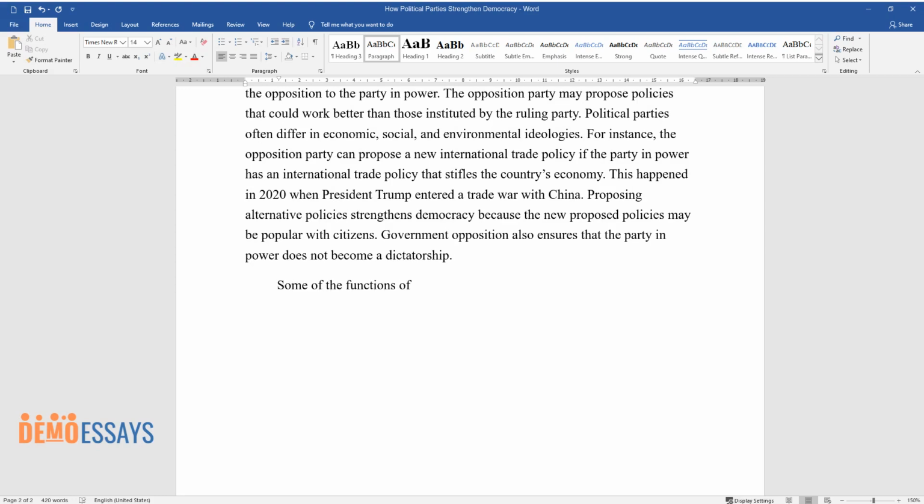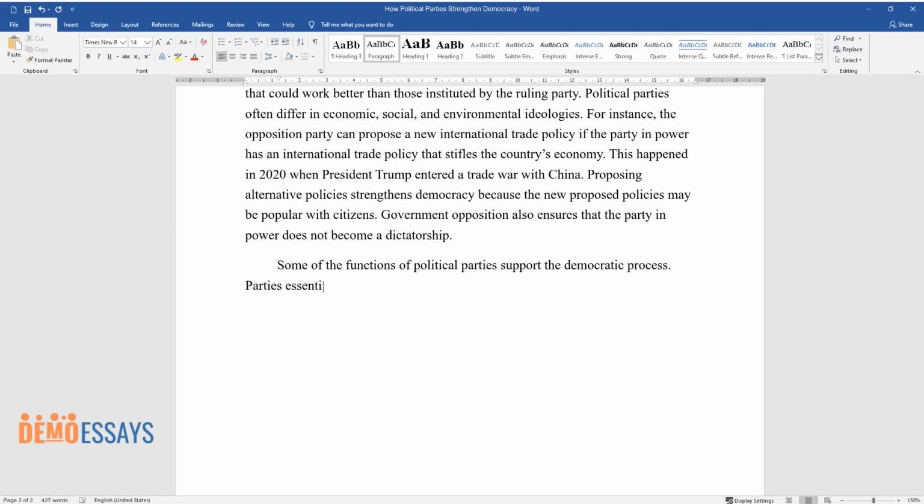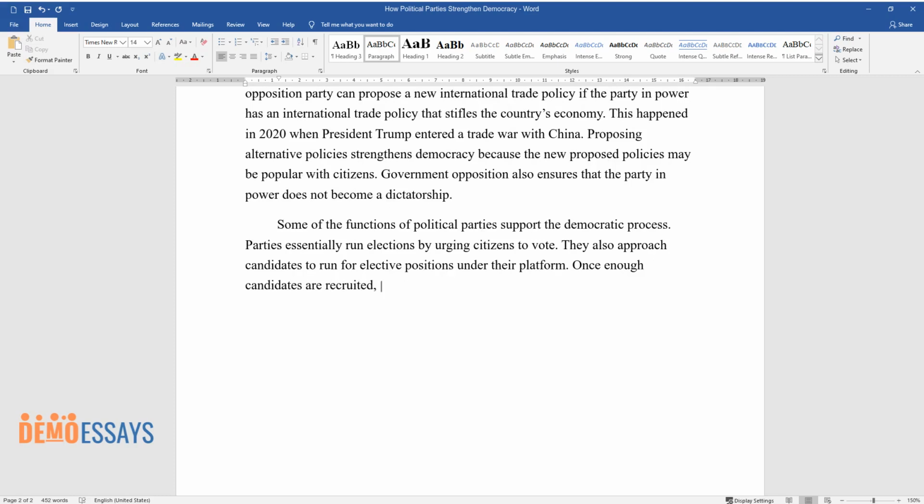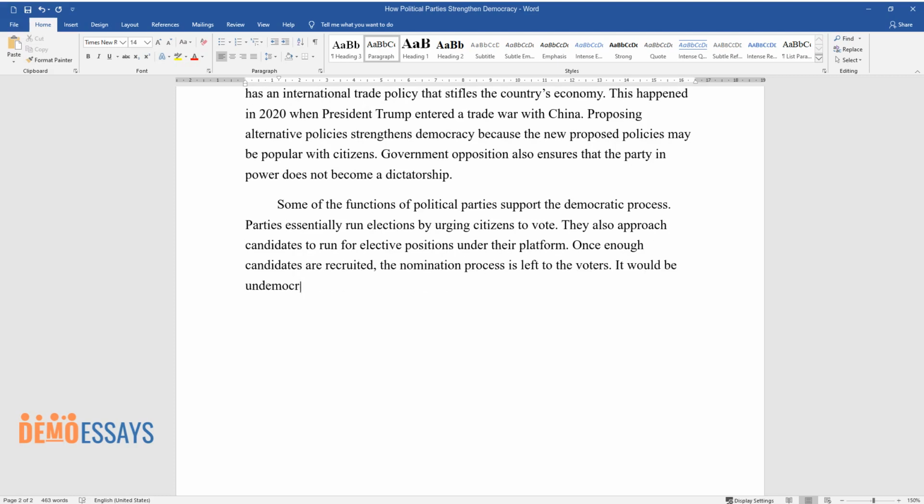Some of the functions of political parties support the democratic process. Parties essentially run elections by urging citizens to vote. They also approach candidates to run for elective positions under their platform. Once enough candidates are recruited, the nomination process is left to the voters. It would be undemocratic for party nominees to be selected without citizen participation.